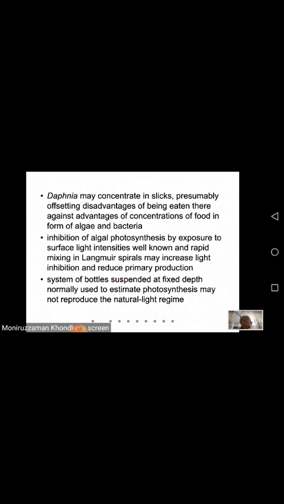A system of water suspended at a fixed depth, normally used to estimate photosynthesis, may not produce the natural light regime. So if at the same time you are just carrying out the oxygen measurement procedure, then you will see completely different data, and that happens because of the Langmuir circulation.